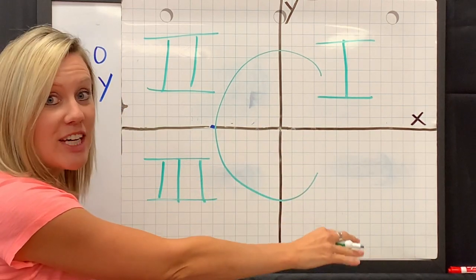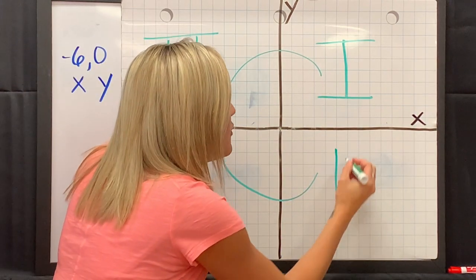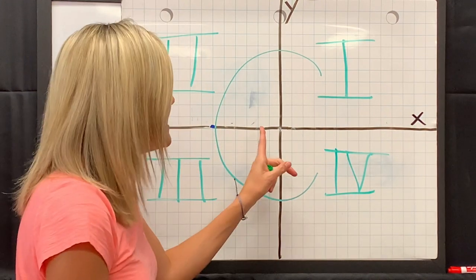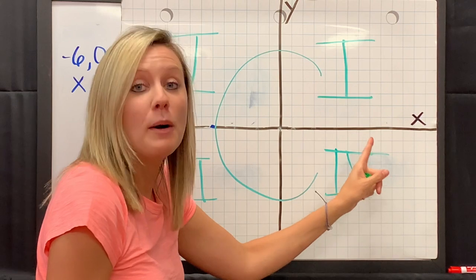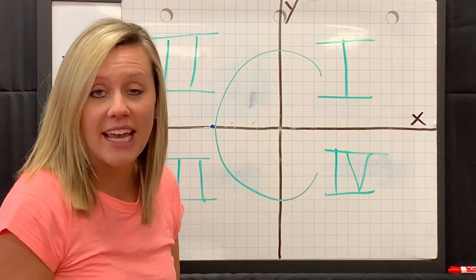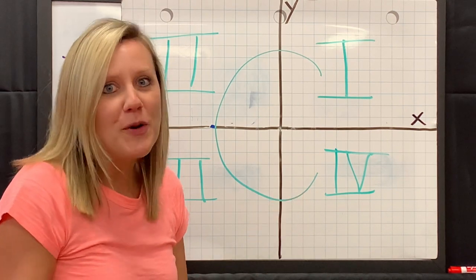And this very last corner is quadrant 4. In order for a point to be in quadrant 4, it would need to have a positive x value, a positive first number, and a negative second number or a negative y value. So I hope that helps.